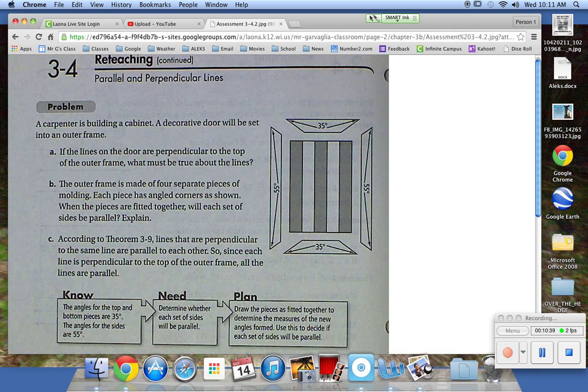The outer frame is made from 4 separate pieces of molding. Each piece has the angled corners as shown. When the pieces fit together, will each set of sides be parallel? Well, what do we have to do to make sure that this is parallel? What does this have to be? A 90-degree angle, right? So does 35 plus 55 add up to 90? Yes. So we know that this is true, this is true, this is true, and this is true. And if that's the case, then these sides are parallel to each other. All right? According to 3.9, lines that are perpendicular to the same line are parallel to each other. So since each line is perpendicular to the top of the outer frame, all lines are parallel.